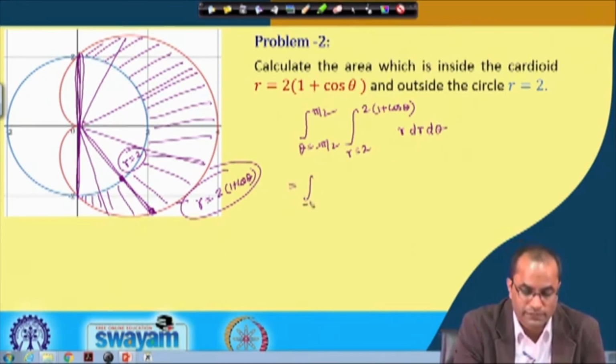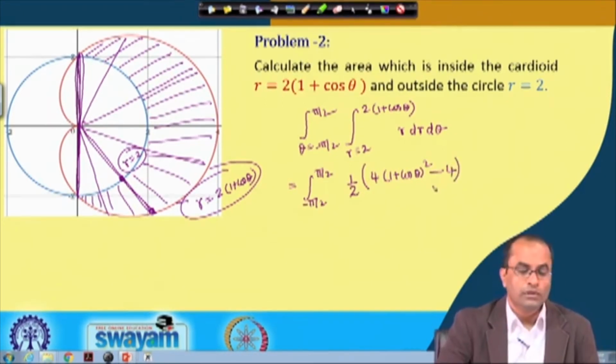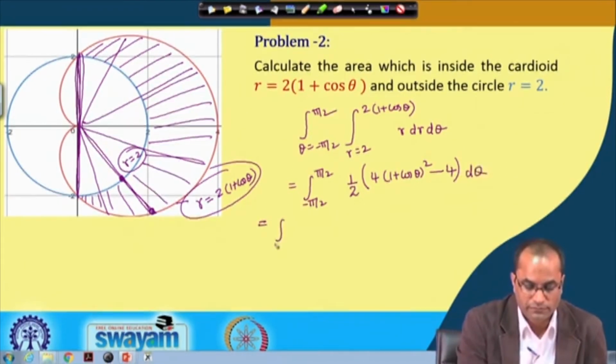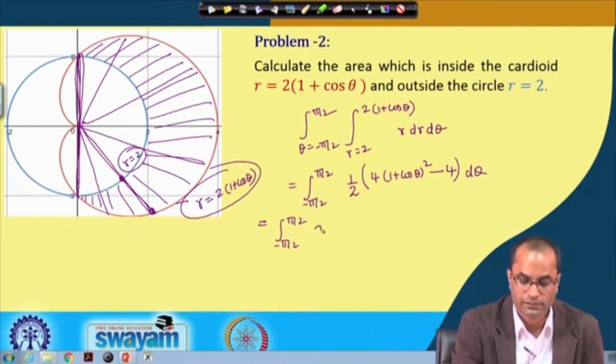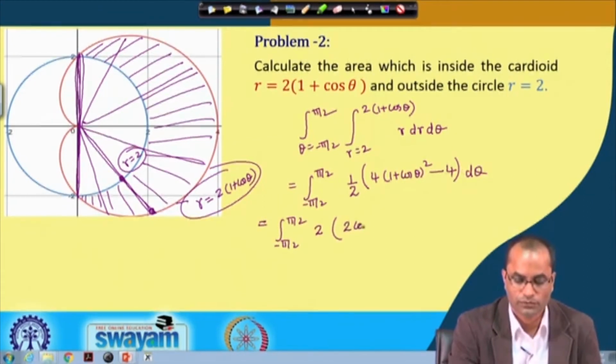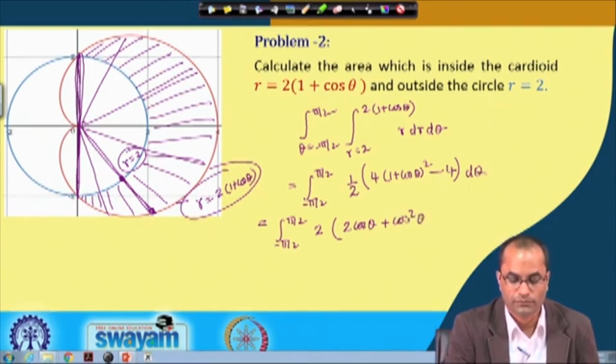So, this is minus pi by 2 to pi by 2, here r square by 2. So, r square means here 4 times 1 plus cos theta square for the upper limit, and then we have minus 4 again for the lower limit. So, this 4 and this d theta. So, we have minus pi by 2 to pi by 2, this 4 we can cancel out. So, we get 2, and this 1 also will be cancelled out, we get 2 cos theta and plus there will be the term cos square theta.